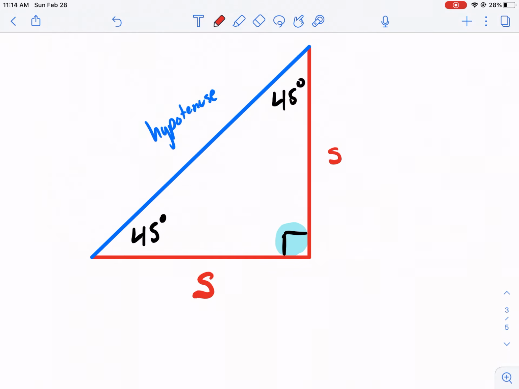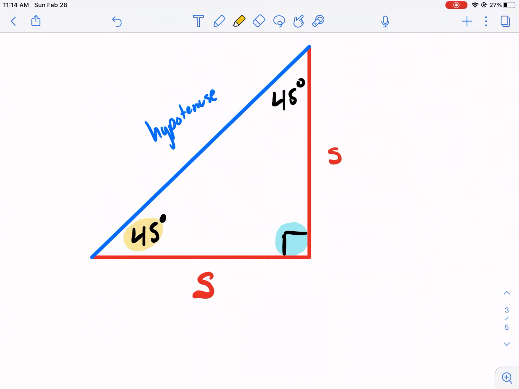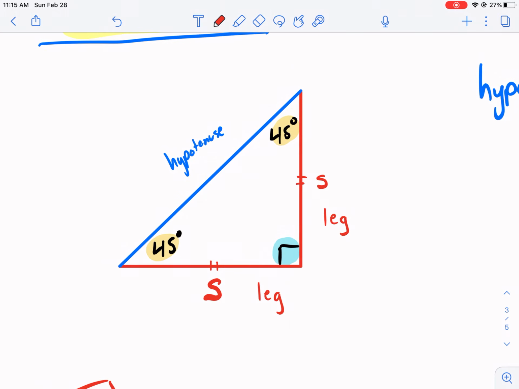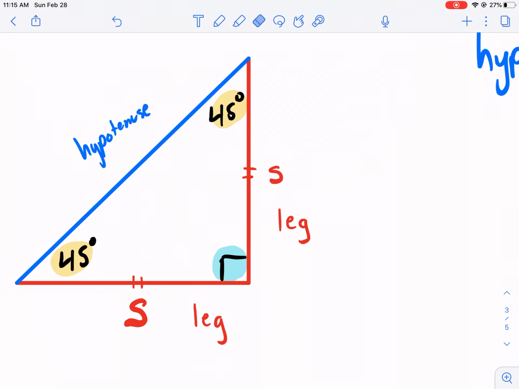This side is going to be exactly the same. Why? Well, because this 45 and this 45 are equal, that means this is an isosceles triangle. These sides are equal, therefore that is also S. These we call the legs of the triangle. So this blue one is called the hypotenuse. The hypotenuse is always opposite the 90-degree angle. The blue here is representing the 90-degree angle, and it's always opposite the hypotenuse, okay?